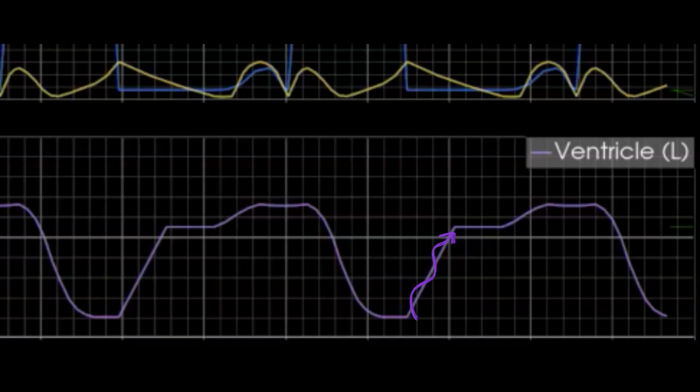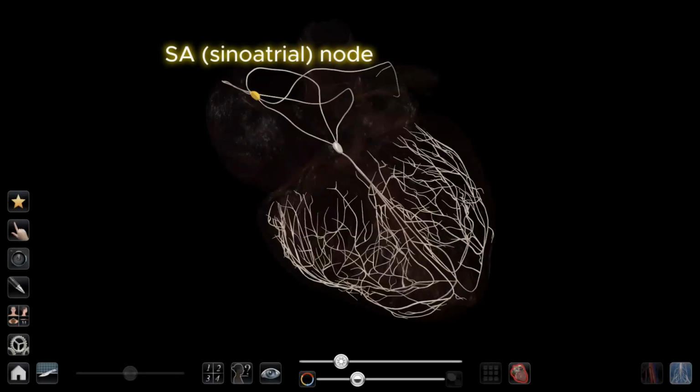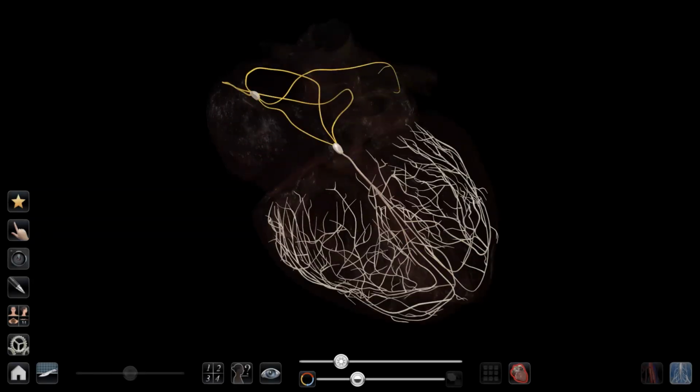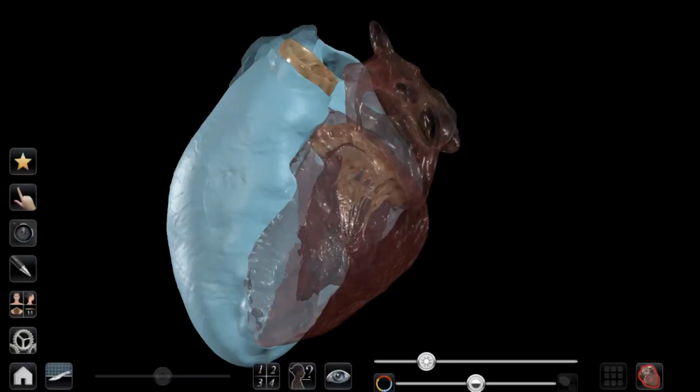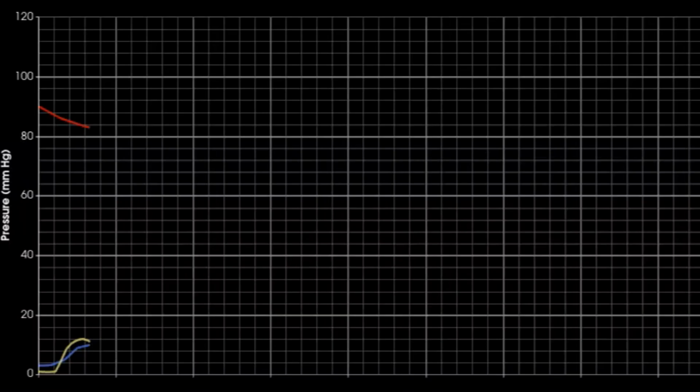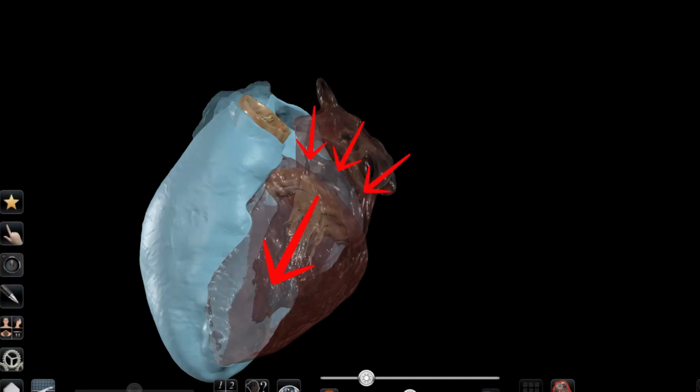As the ventricles continue to fill during late ventricular diastole, the SA node will reach its threshold and fire an action potential that will spread throughout the atria. This electrical discharge can be visualized in the EKG as the P wave. Atrial depolarization will then lead to atrial contraction, which will cause a small bump in atrial pressure as the blood volume within the atria is evicted into the ventricle.